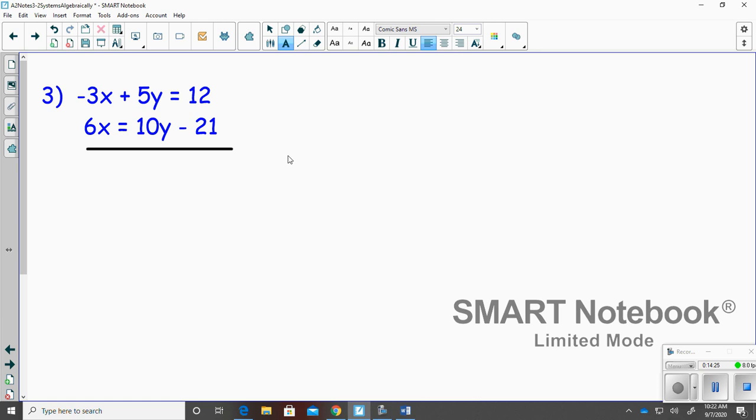Okay, third example. I see negative 3x plus 5y is equal to 12. In the second problem, I have 6x equals 10y minus 21. One thing I noticed right off the bat is that this equation is not in standard form. The y needs to be transposed over in front of the equal sign.